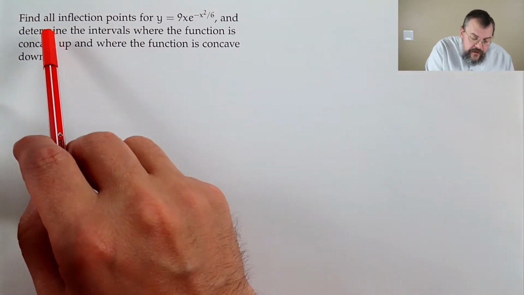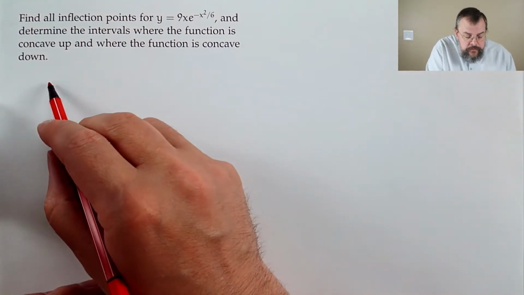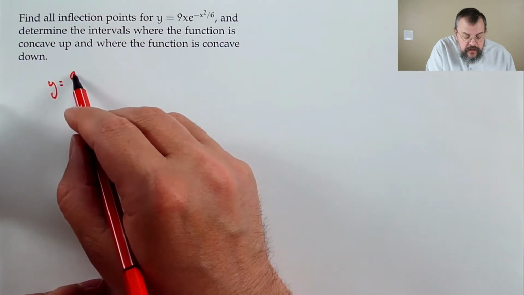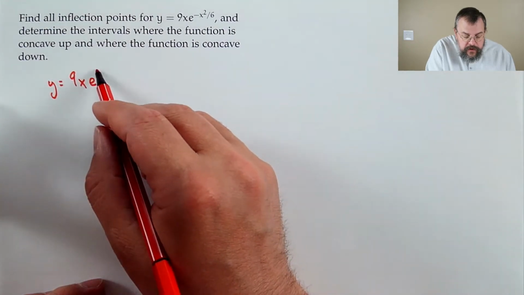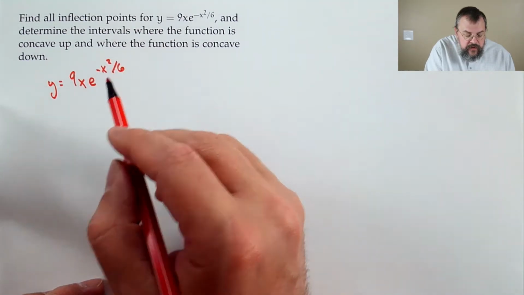Now, whenever you see something that says inflection points, you know two derivatives are in our future, because the inflection points are determined by the second derivative. Really, what we're after is that the second derivative determines concavity, and inflection points correspond to changes in concavity. So we begin. We start with our function, y equals 9x e to the minus x squared over 6.